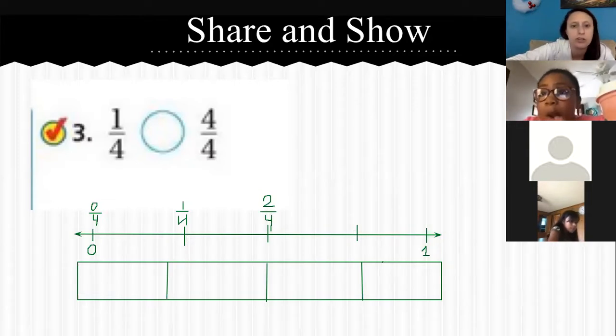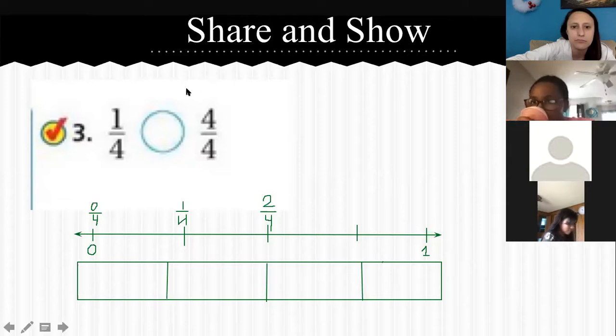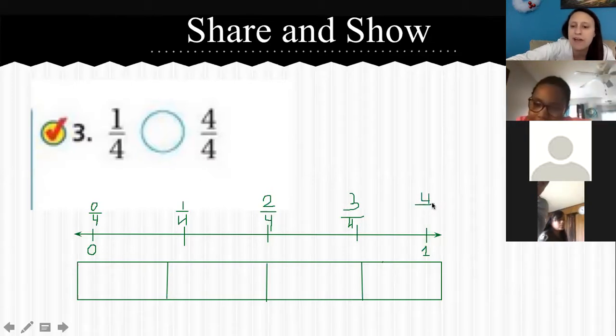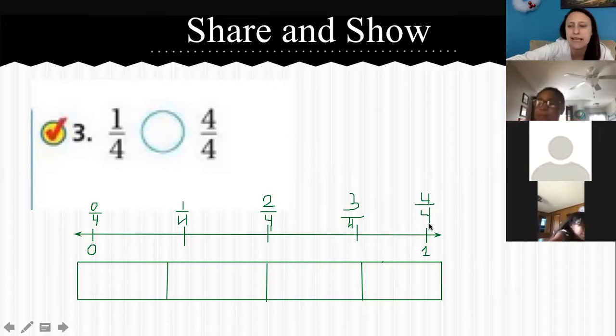I've gone through 3 out of 4. And down here, how many sections have I gone through? 4 out of how many? 4. And if I ate 4 out of 4 pieces, like a candy bar, then I ate all of them, right?